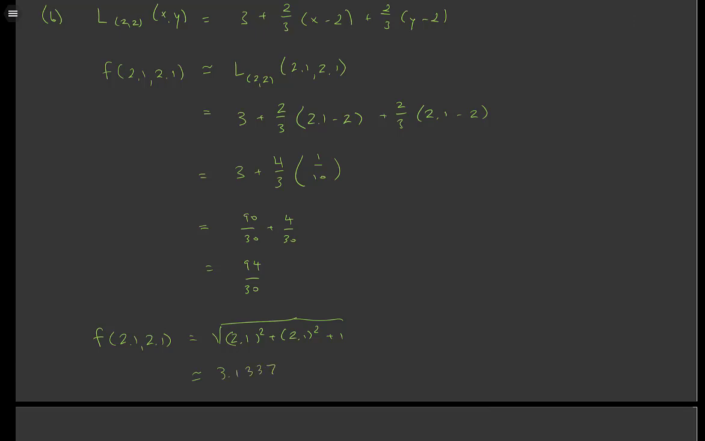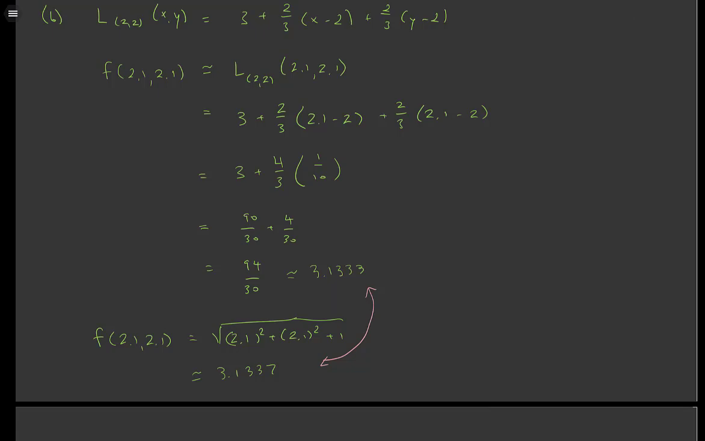And if we plug that into our calculator, we get approximately 3.1337. Our result, 94 over 30, to figure out what that is in decimal form, we could plug it into our calculator, and we'd find that this is equal to 3.13 repeating. I'll just round it off after 3 3s for comparison. So our linearization actually gives us a really good approximation comparing these two numbers.